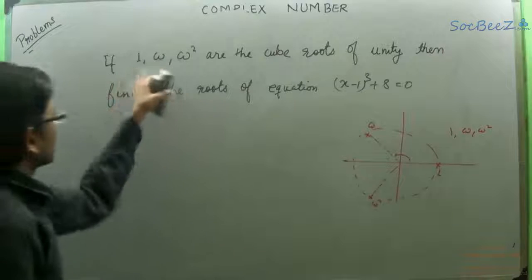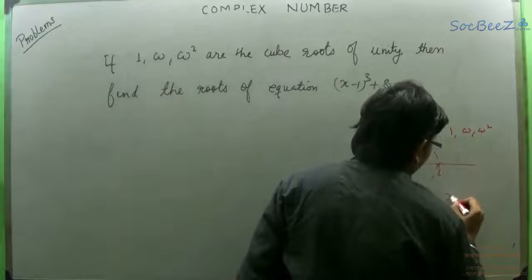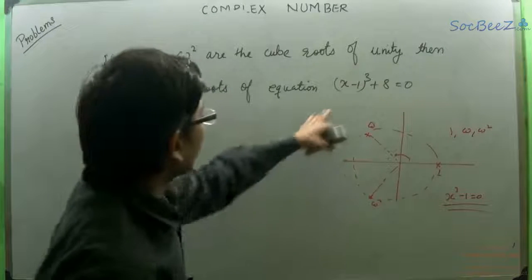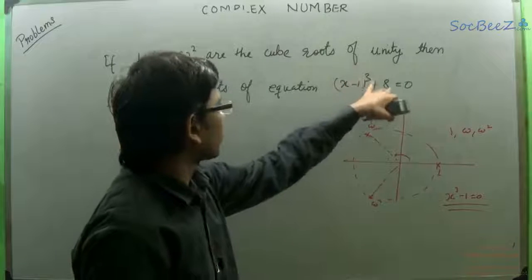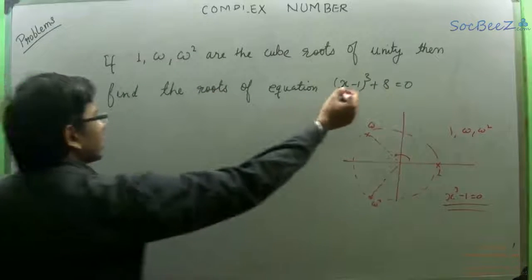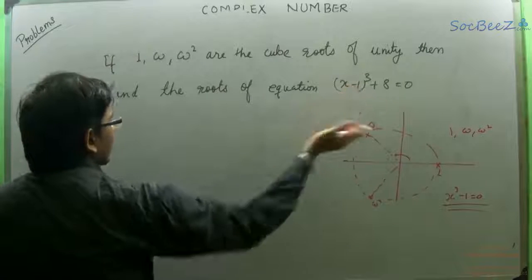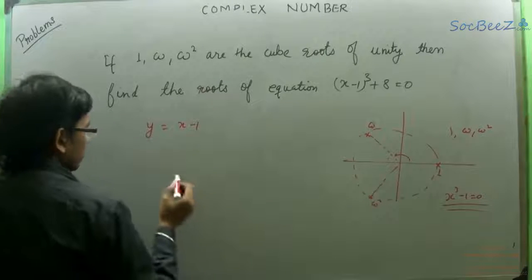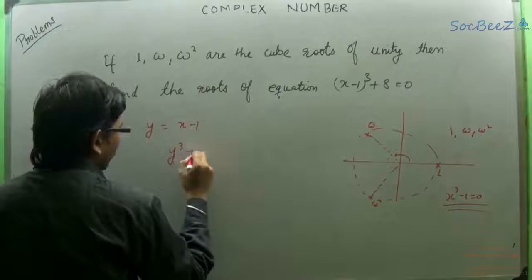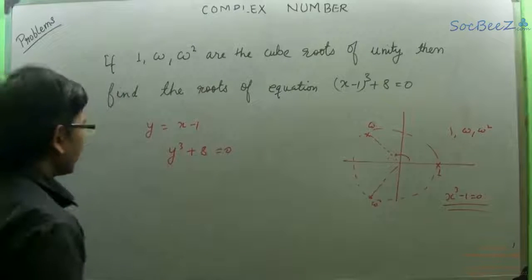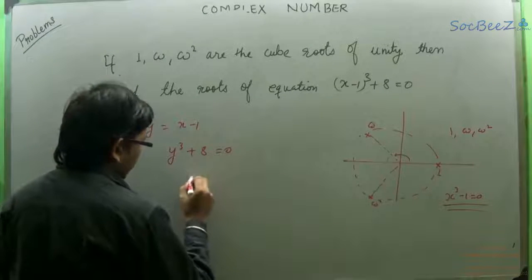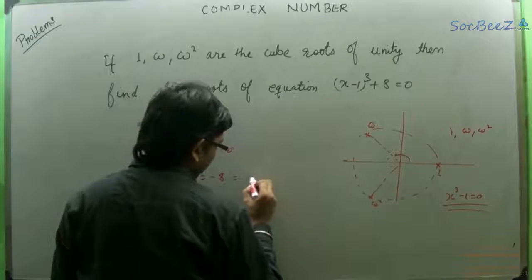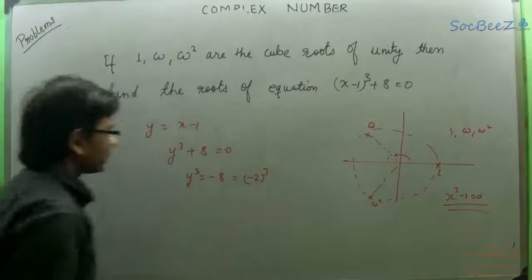So 1, omega and omega square are the roots of equation x cube minus 1 is equal to 0, right? So we have to find the roots of equation (x minus 1) cube plus 8 is equal to 0. That means let us name this x minus 1 as y, y is equal to x minus 1. So we have to basically find the roots of equation y cube plus 8 is equal to 0, right? So as we have seen, y cube is equal to minus 8, right? That means minus 8 can be written as (minus 2) cube, isn't it?